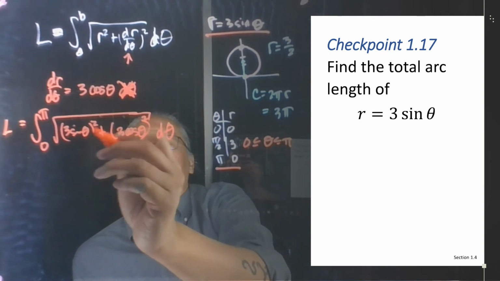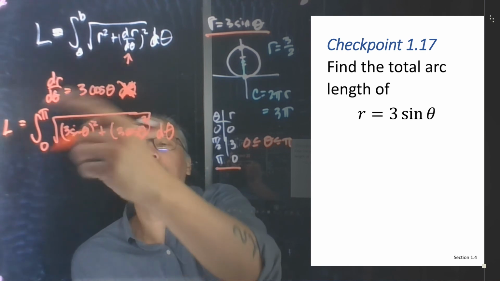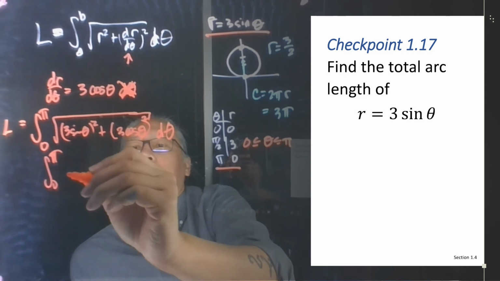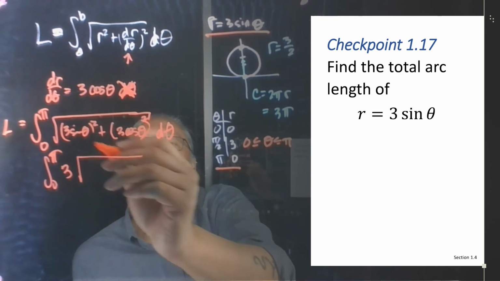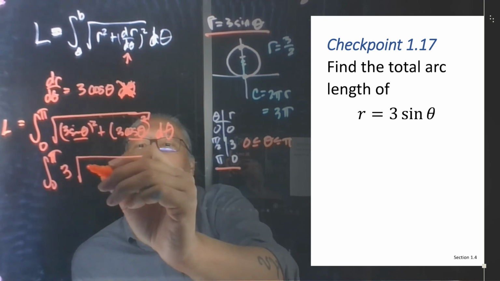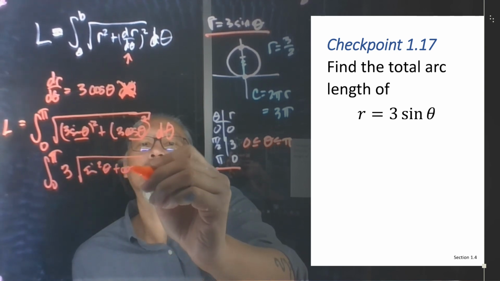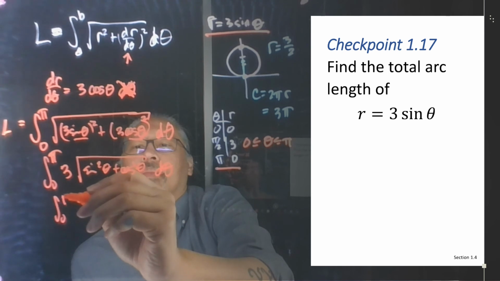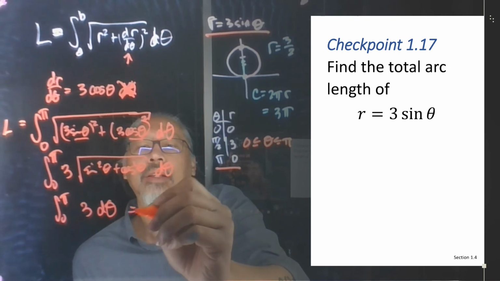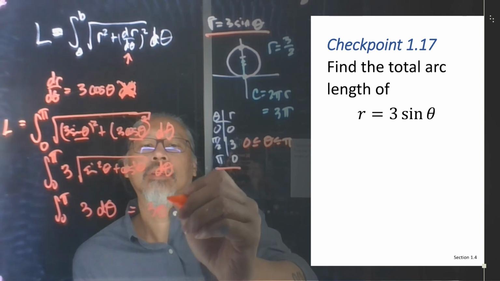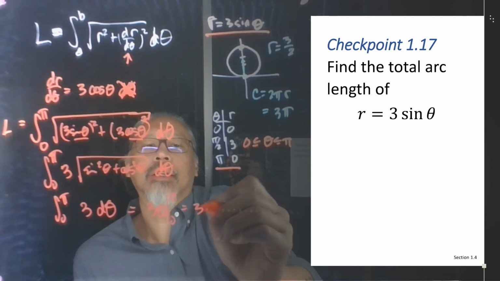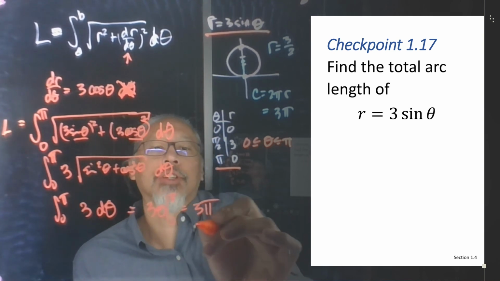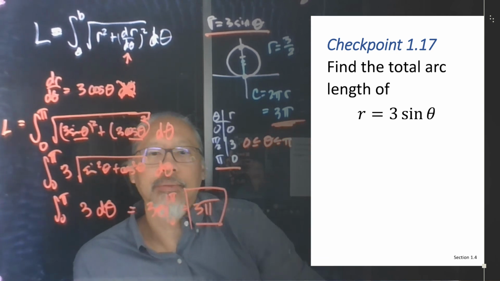So we have 3 squared, that's 9, but we're going to take it out of the square root. That's going to come back to be a 3. The 3 outside of the square root, and then what do we have left after we take out the 3 squared? We have sine squared theta plus cosine squared theta, which is equal to 1. And this is just 3 theta from 0 to pi, and we just get 3 pi, which is what we expected to get.